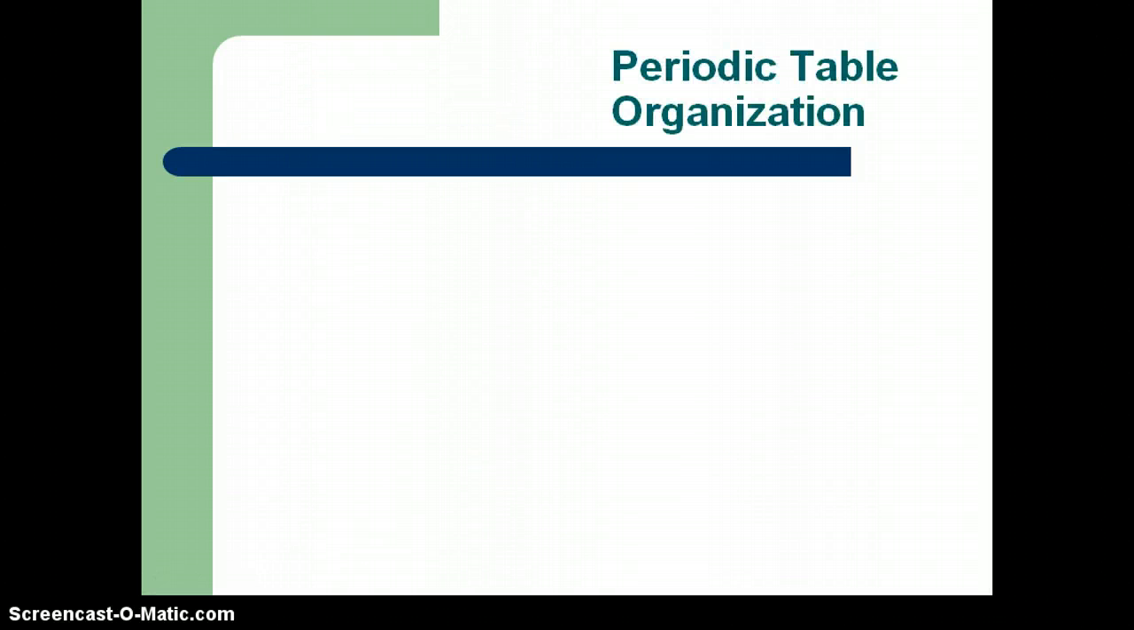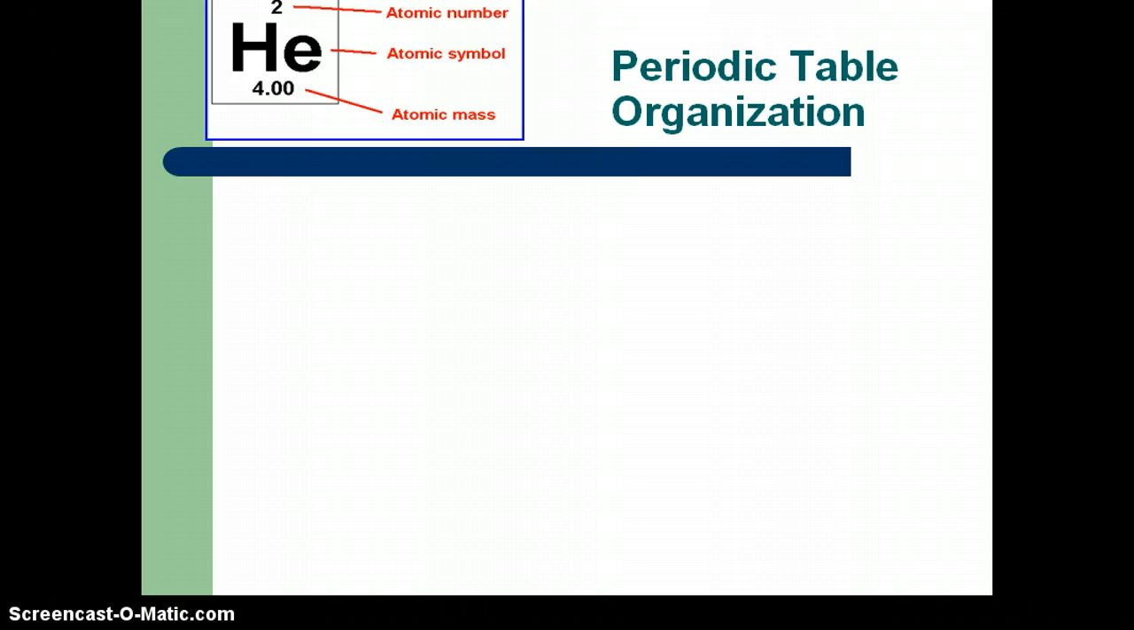Dmitri Mendeleev is the father of the periodic table. So if you see his name, it just means that he created this periodic table. He did so on purpose. He did this as a project for his students. He was a professor and he wanted his students to be able to learn the elements that were known at the time. So a couple of things that you can label in your periodic table are the atomic number, the atomic symbol, and the mass or mass number.